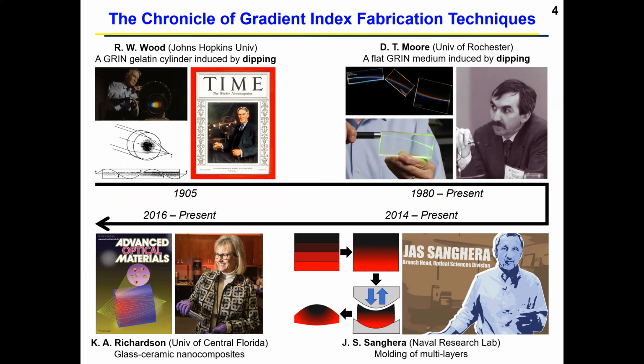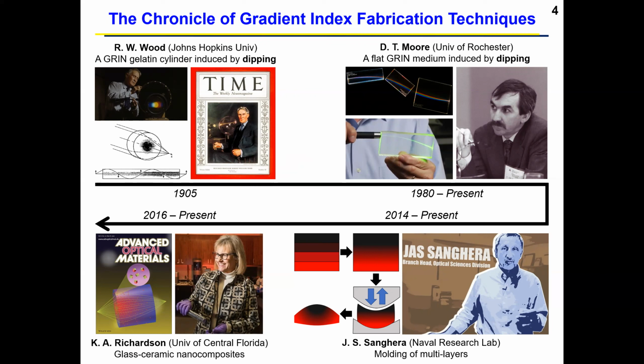Robert Wood in 1905, where he dipped a cylinder in a chemical bath such that the diffusion of an external element induced the spatially varying refractive index within the cylinder. This preliminary technique has been substantially and systematically revisited and recreated in the form of flat GRIN media by iconic Professor Duncan Moore, who is well known in the world for his participation as chair of the Hubble Telescope Independent Optical Review Panel to determine the correction prescription of the telescope in 1990.